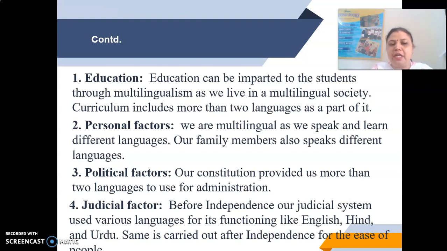Judicial factor. Before independence, our judicial system used various languages for its functioning like English, Hindi and Urdu. The same is carried out after independence for the ease of people.